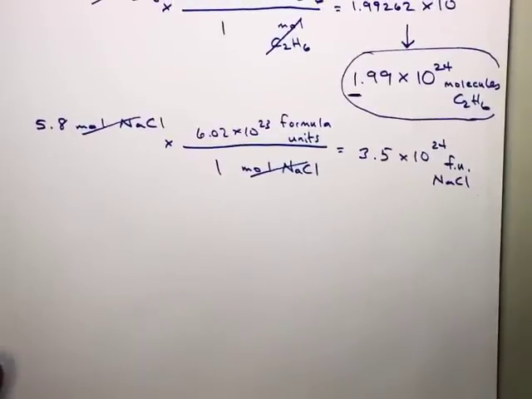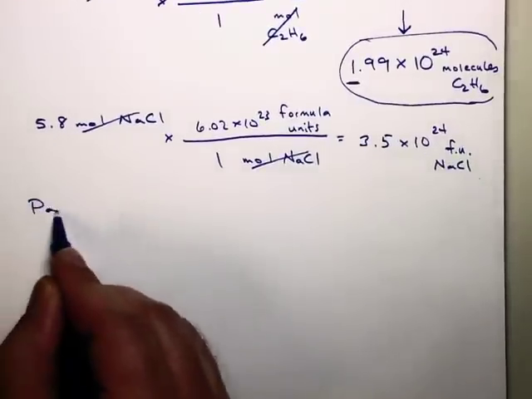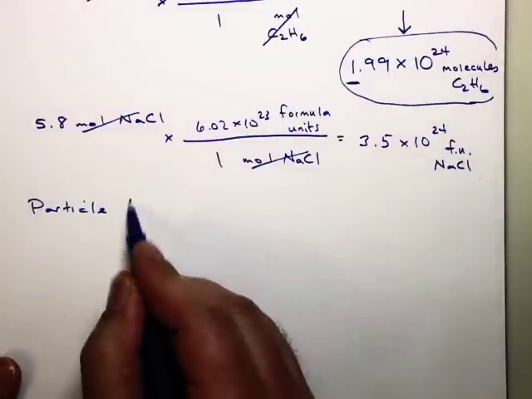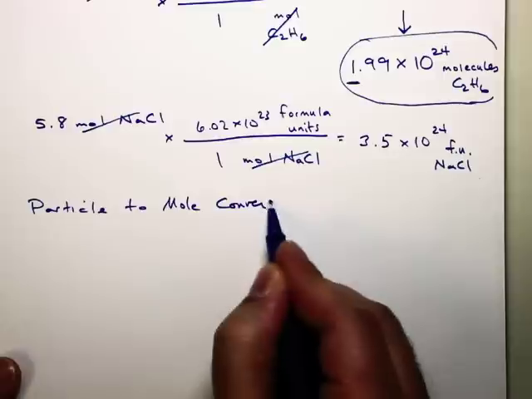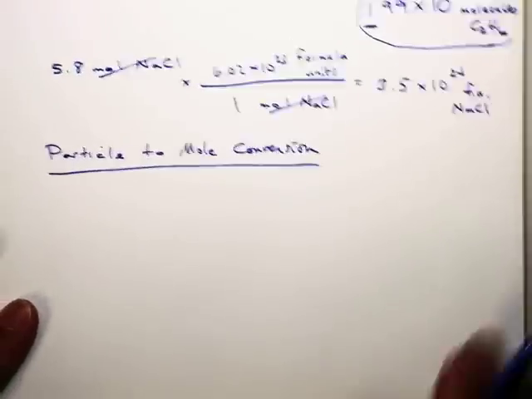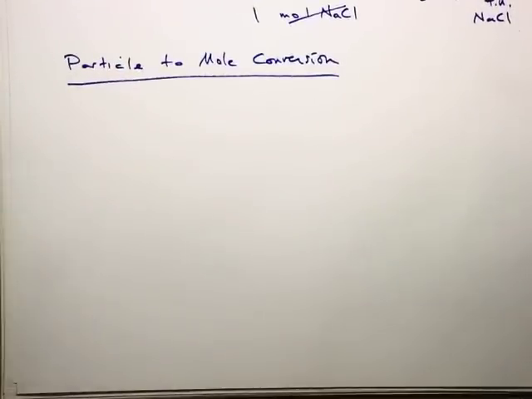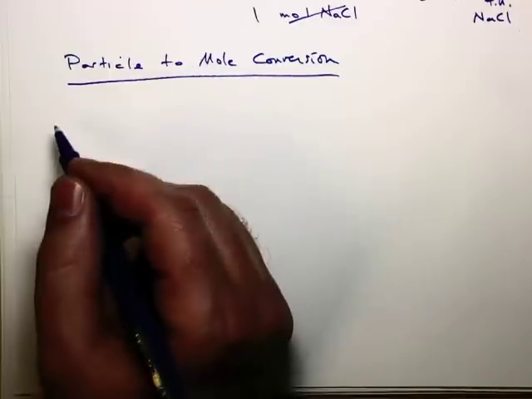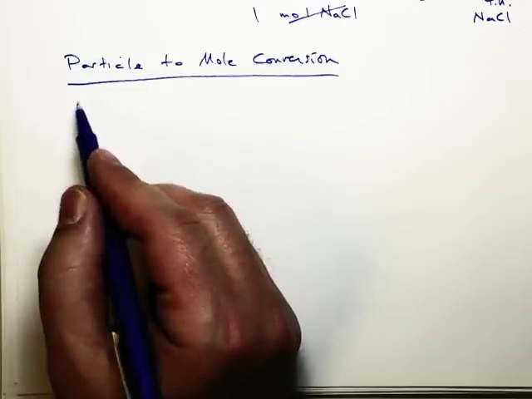Well, what if you see the opposite? What if it gives you particles, and let's call this particle to mole conversion. We'll title these so later you can go back and when you get a problem you'll be like, oh yeah, I got a particle to mole conversion problem right in my notes. So I can use that as a model. And if you flip the page over to page 312, look at 4A.